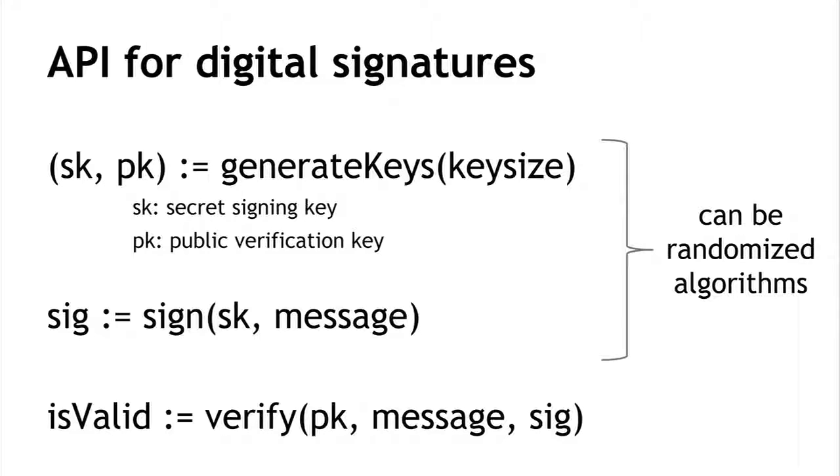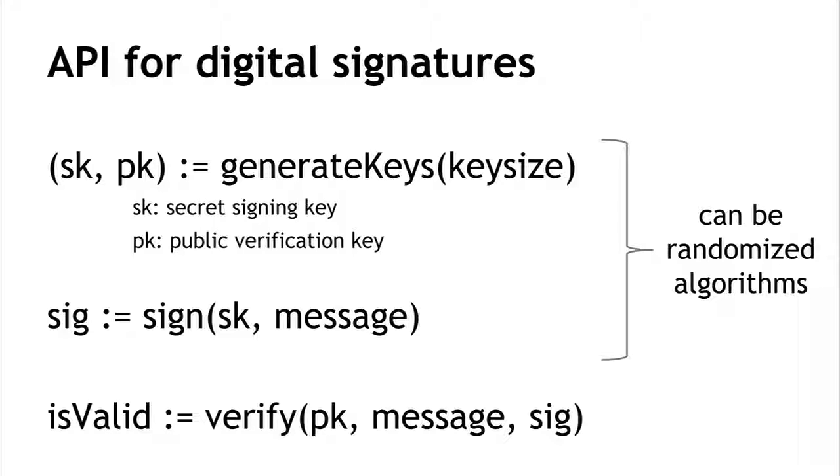The second operation is the sign operation. For the sign operation, you take your secret signing key and some message that you want to put your signature on, and it returns sig, which is a signature. It's just some string of bits that represents your signature. And the third operation is verify, which takes something that claims to be a valid signature and verifies that it's correct. It takes the public key of the signer, the message that the signature is supposedly on, and the supposed signature. And it just says yes or no: is this a valid signature?